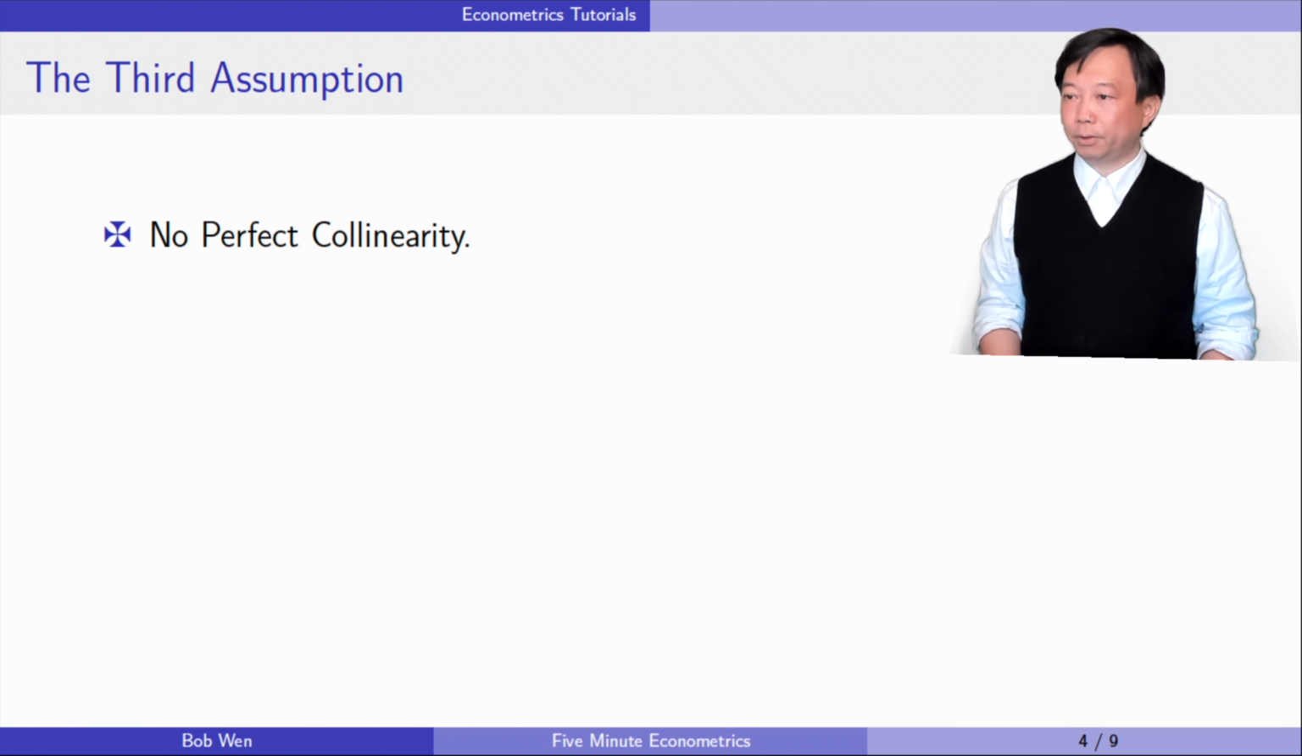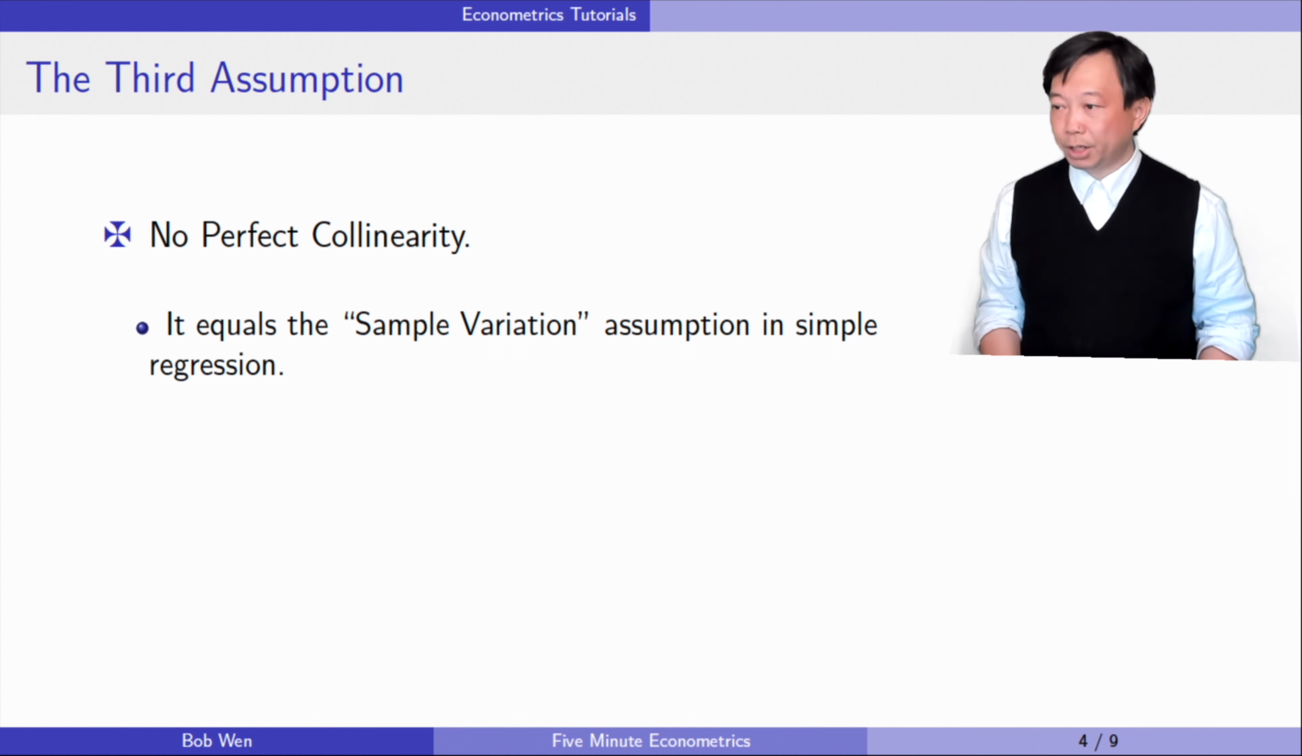The third assumption is the no perfect collinearity assumption. It is also about the sample. There is no exact linear relationship among the explanatory variables. In the simple regression, there is only one explanatory variable. The no perfect collinearity assumption is equivalent to the sample variation assumption. When the only explanatory variable does not take the same value for all its observations, it will not be perfectly collinear with the constant term.